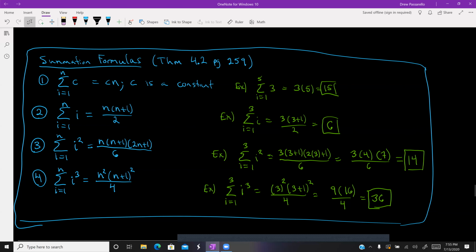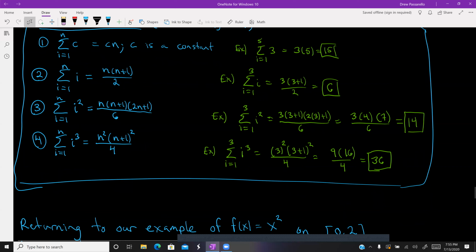So for this example, I have the summation of 1 to 5 of 3. 3 is the value for c, 5 is the value for n, so it becomes 3 times 5, which is 15. That's the same thing as adding 3 to itself repetitively 5 times. All right, so you could just simply do it as 3 times 5.